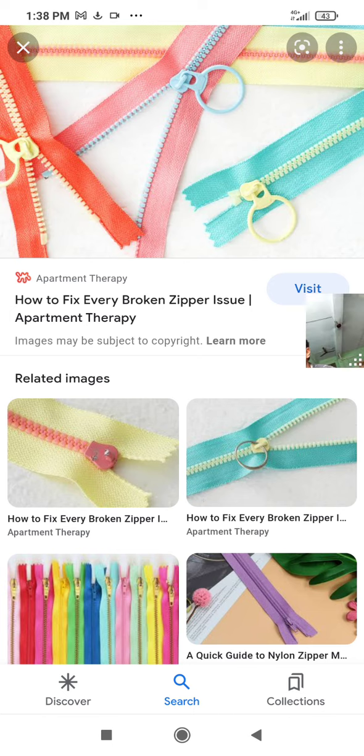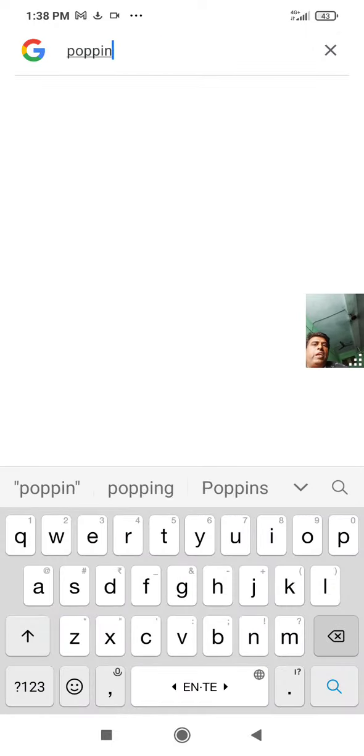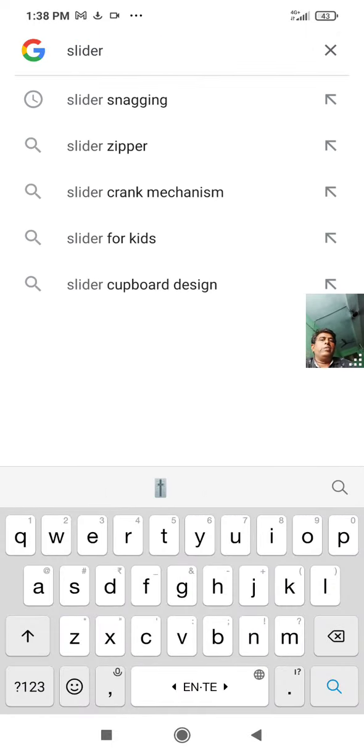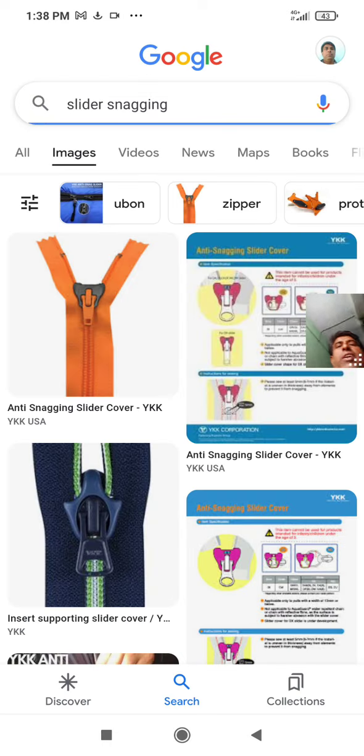And what is slider snagging? Let's go to that word, slider snagging. Snag means a defect. There is a technical snag in the flight that killed our previous Chief Minister Y.S. Rajashekar Reddy Garu. Technical snag, technical difficulty, technical fault, technical problem, that is known as snag. So slider snagging, let's see this. This is snagging.